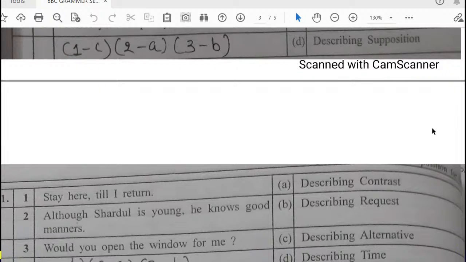Now third one. Would you open the window for me? This sentence suggests a request. So the third sentence will be connected with option B, describing request. When there is would in the beginning of the sentence and an inversion question, it always suggests request.